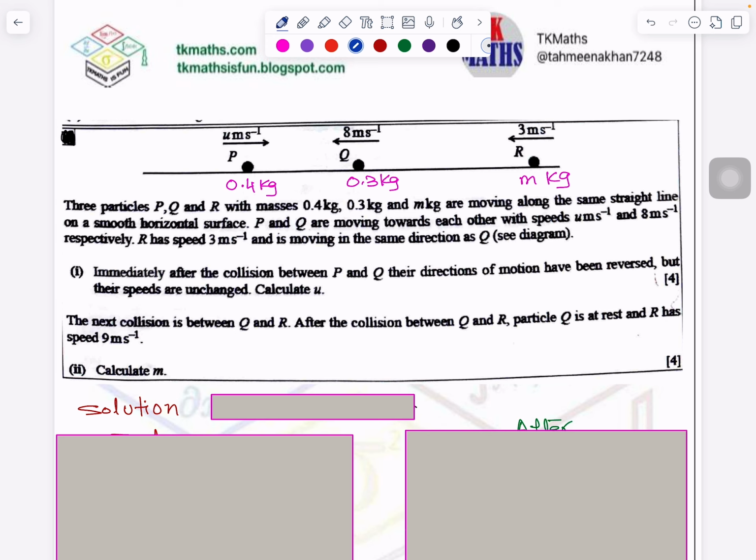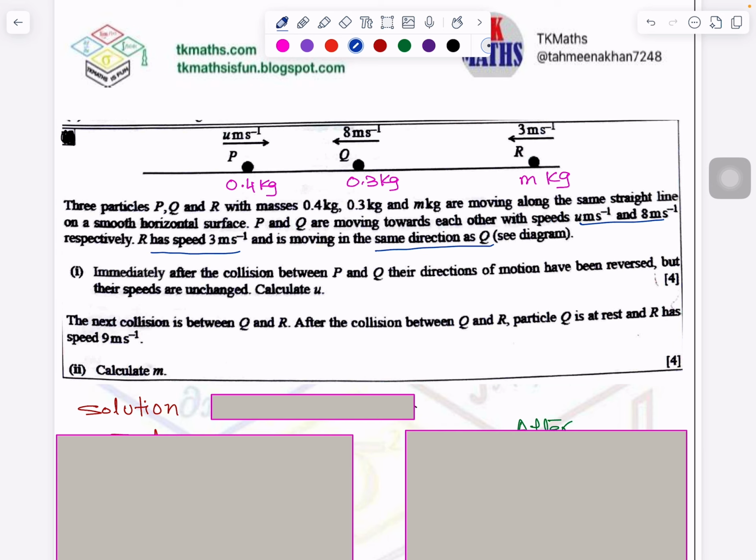Three particles P, Q and R with masses 0.4 kg, 0.3 kg and m kg are moving along the same straight line on a horizontal surface. P and Q are moving towards each other with speeds u meters per second and 8 meters per second. R has a speed of 3 meters per second and is moving in the same direction as Q.